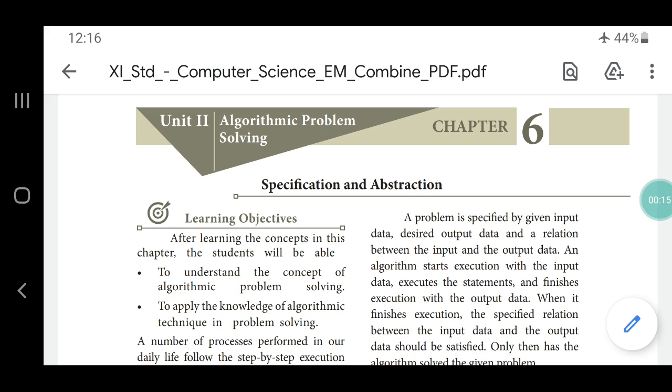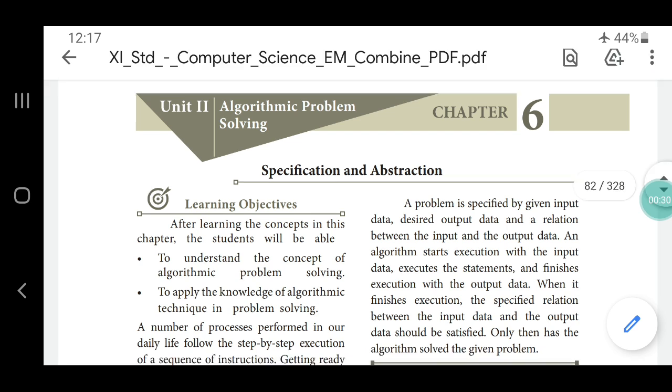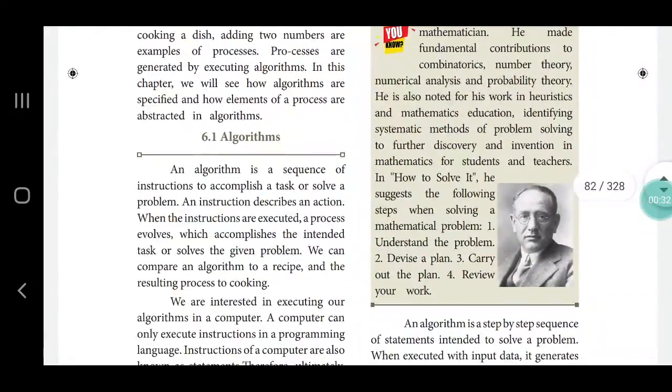Before talking about specification, let us see what is meant by algorithm and what are the building blocks of algorithm and how to design an algorithm. First, let us see the definition for an algorithm.